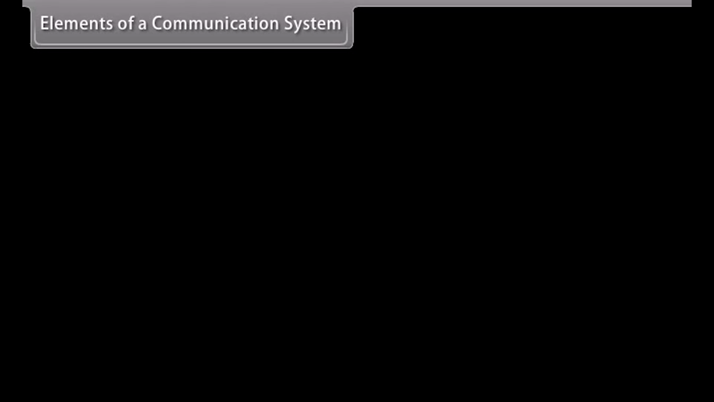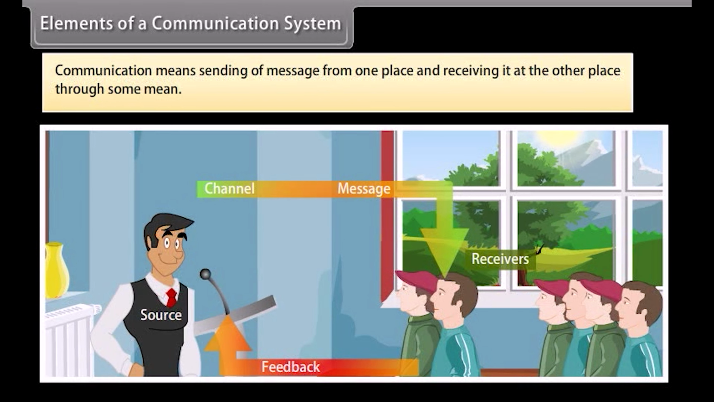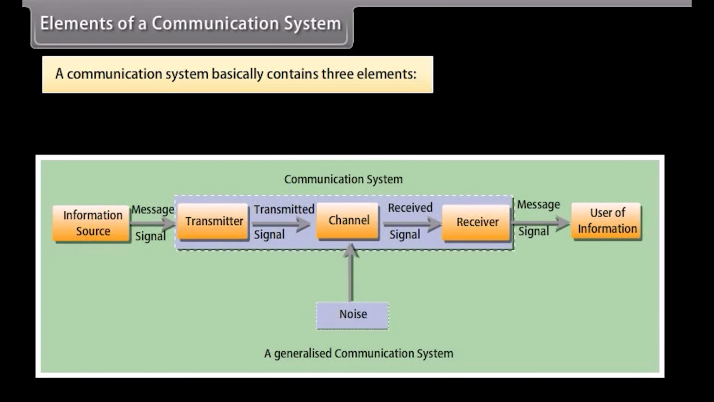Elements of a communication system. Communication means sending of a message from one place and receiving it at the other place through some mean. A communication system basically contains three elements.